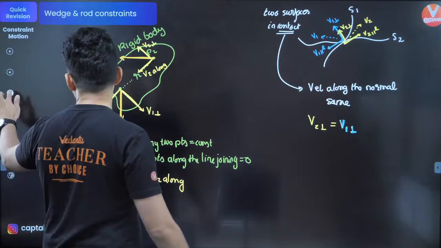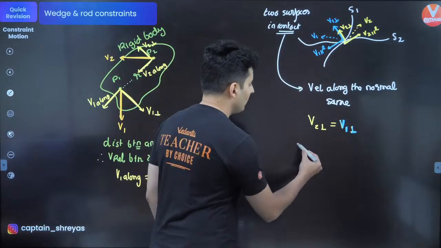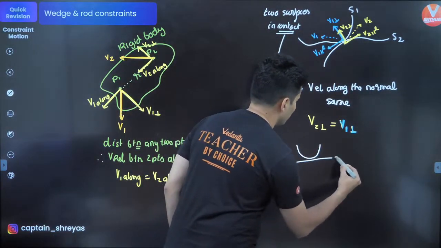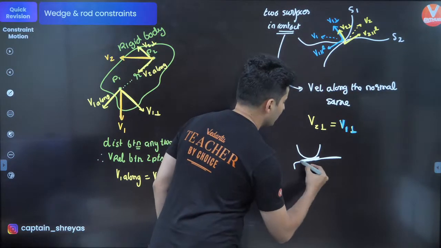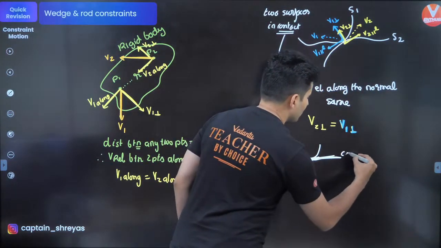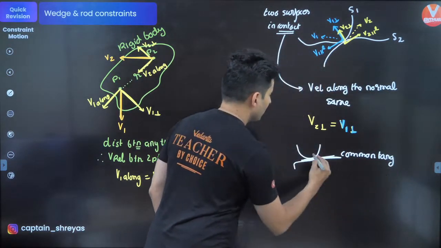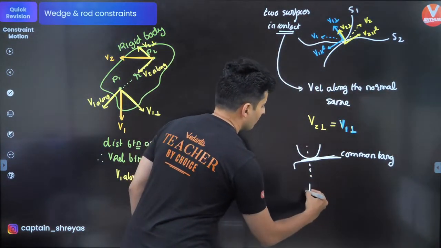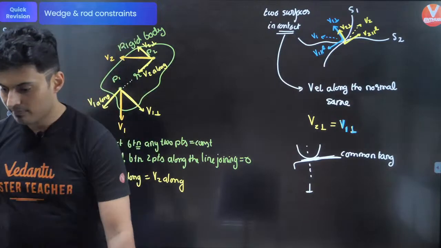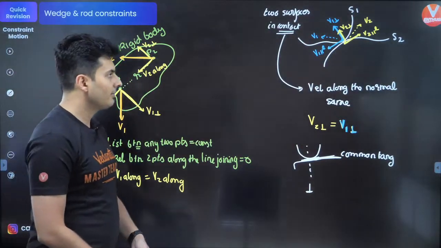How to know which one is perpendicular, which one will be along? Suchi Mama, draw the common tangent. Whenever you have two surfaces, let's say these are the two surfaces, this is the common tangent. Draw the common tangent, the one which is perpendicular. This is your perpendicular. That's it. Got it? Okay, fair enough.